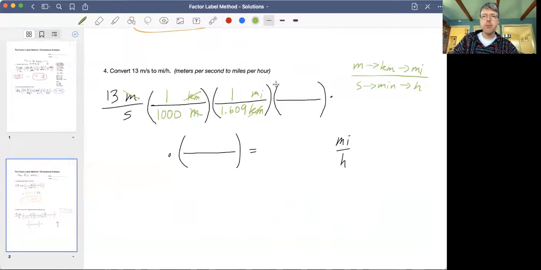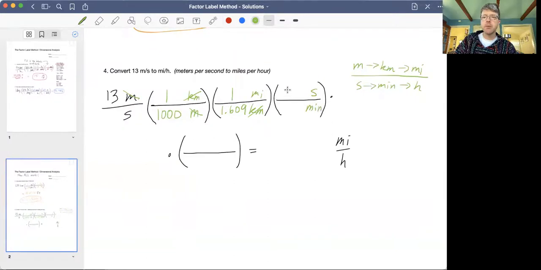Okay, so now we've got miles per second. Probably not going to be very many miles per second unless the thing is going really fast. Okay, but we still have to go from seconds to minutes to hours. So seconds, I got to get that to cancel. So I'm going to put it in the numerator. Seconds to minutes.